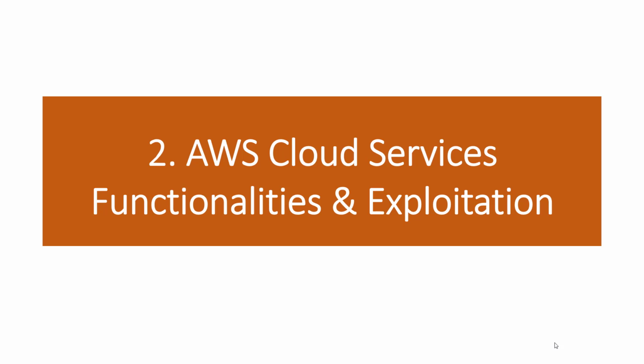In this module, we will discuss what services are provided by AWS, how we can use those services, and how we can exploit those services if there are any misconfigurations present in them. So this is how we can perform red teaming in AWS infrastructure.